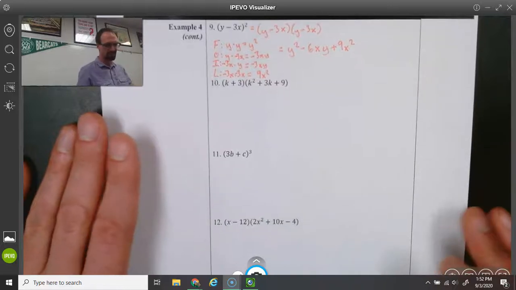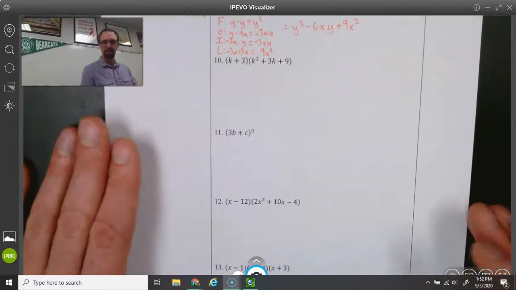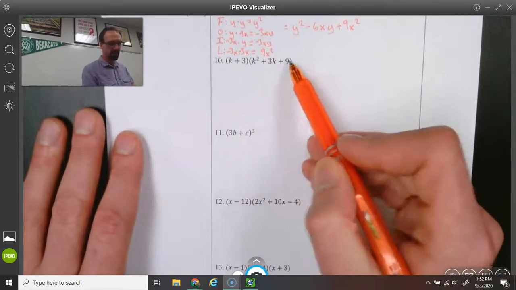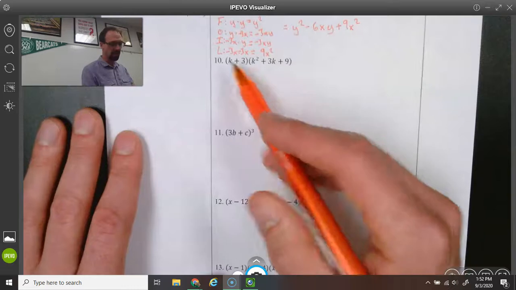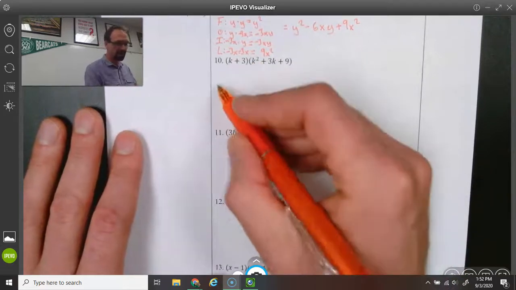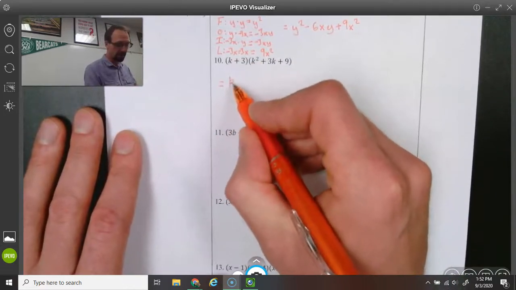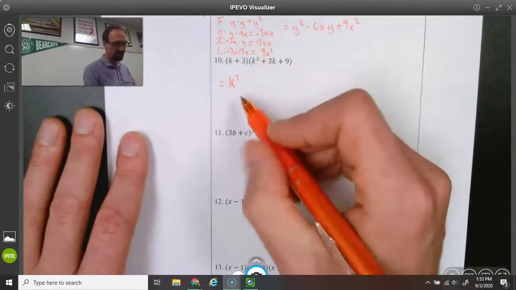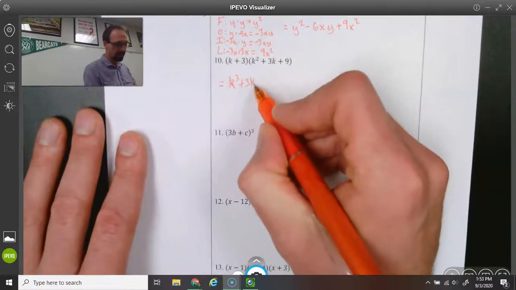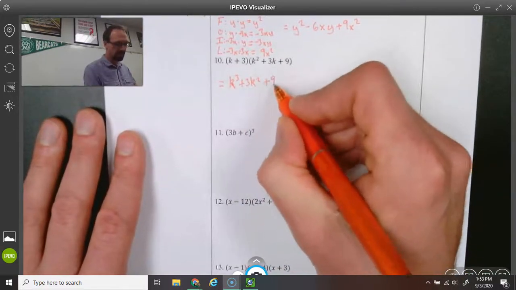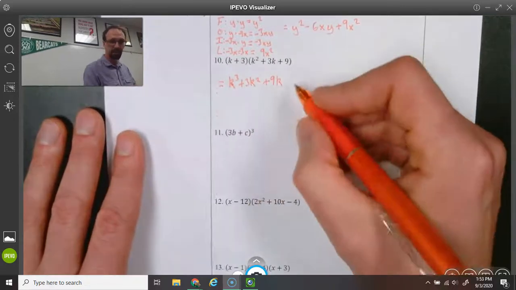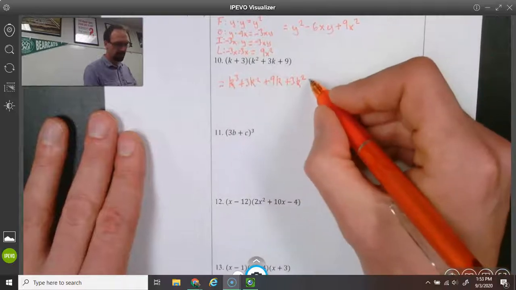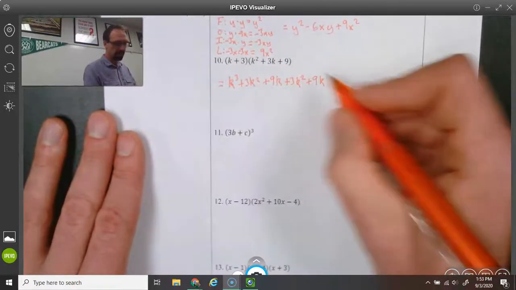Number 10, I'm going to show using the double distributive method. Essentially, k gets distributed to all of these terms, and then 3 gets distributed to all of these terms. So I'm going to multiply k times k squared, so that's k cubed. This is how I draw my k's. It's just how I learned. k times 3k is 3k squared. k times 9 is 9k. And then the other term, 3 times k squared, is 3k squared. 3 times 3k is 9k. And then 3 times 9 is 27.